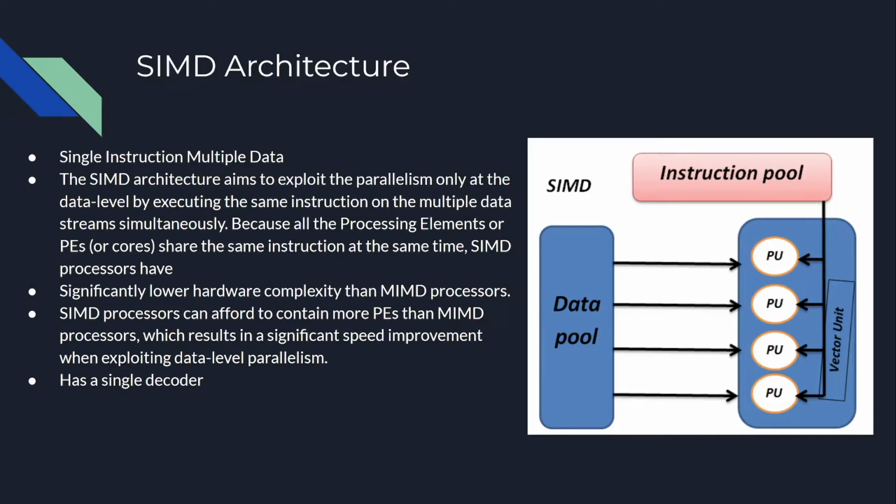So the next architecture is actually the SIMD architecture, which is the single instruction multiple data architecture. The SIMD architecture aims to exploit the parallelism only at a data level by executing the same instruction on multiple data streams simultaneously. Because all the processing elements or PEs share the same instruction at the same time, SIMD processors have a significantly lower hardware complexity than MIMD processors. And SIMD processors can afford to contain much more processing elements than MIMD processors, which results in significant speed improvements when exploiting data level parallelism. And another difference between MIMD and SIMD is that SIMD has a single decoder while MIMD has multiple decoders.